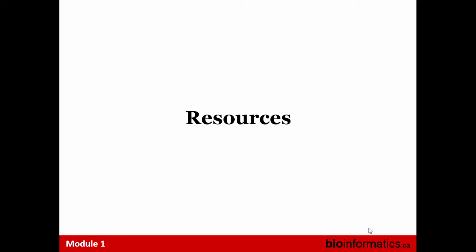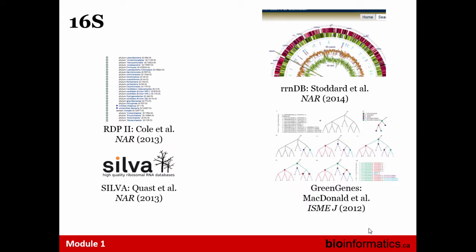Okay, so the thing we're going to almost finish with, and then explore in the tutorial a little bit, are different resources. I'm just going to run through these very quickly. So 16S has been the de rigueur gene of choice ever since Carl Woese and George Fox and so on said, let's sequence something. And these repositories, as I showed you, have been in place in a formal way since the late 1980s.